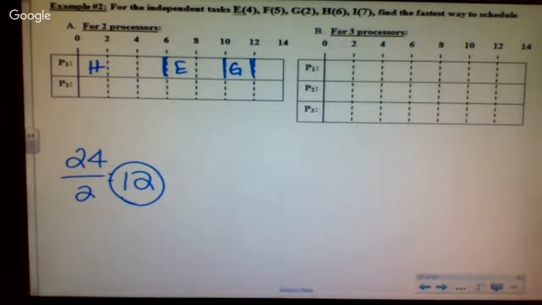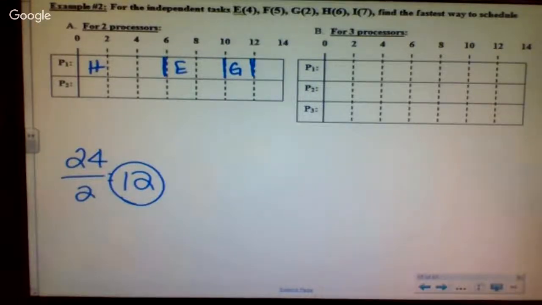So I got a question. How do you know which ones to put in? Why did you choose H, E, G? Because our goal is to reach 12. So you want to come up here and say, what numbers can I add together to give me 12?